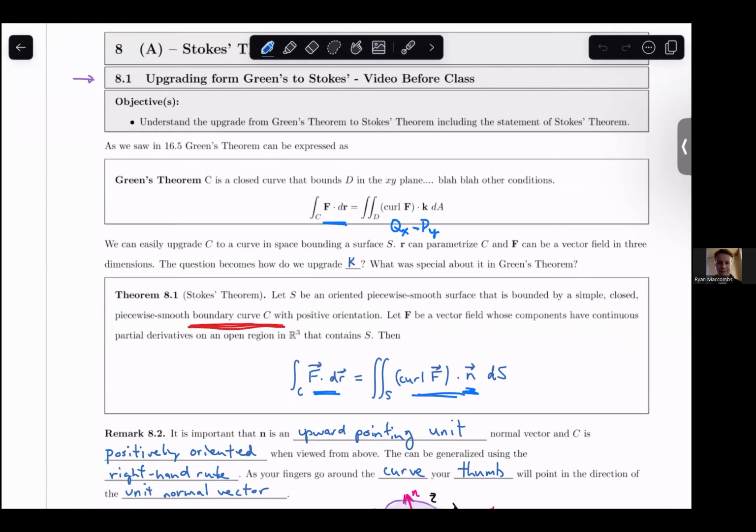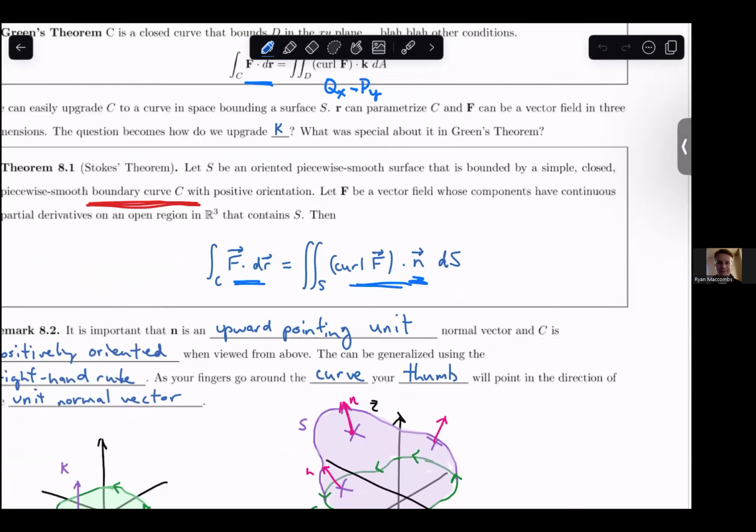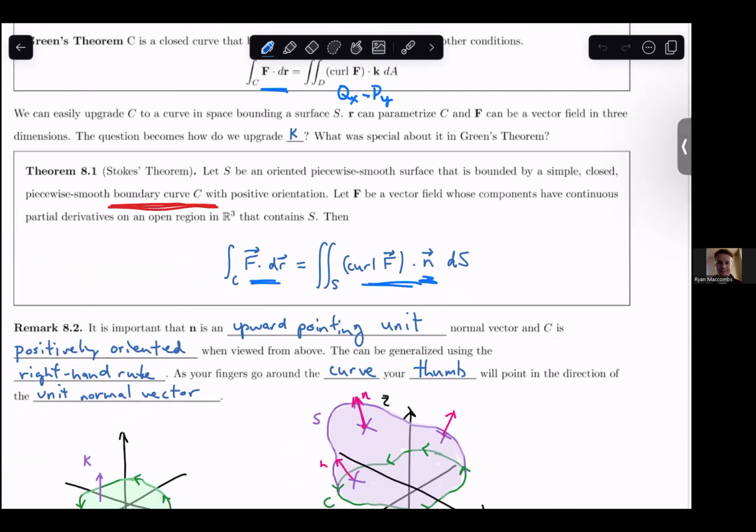And so the normal vector is not necessarily just K, right? K is, of course, the normal vector for the XY plane. But in general, if you're just a surface in space, then your normal vector is probably not K. And so that's why we have dot n here. Now, of course, this C, this curve, that's the boundary curve for our surface, and this S are related together. And so we do have to check using the right-hand rule and whatnot that we're not messing with the orientation.